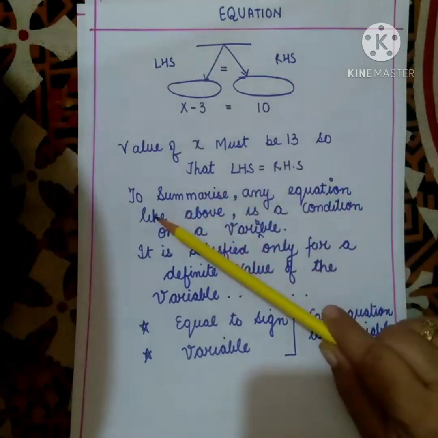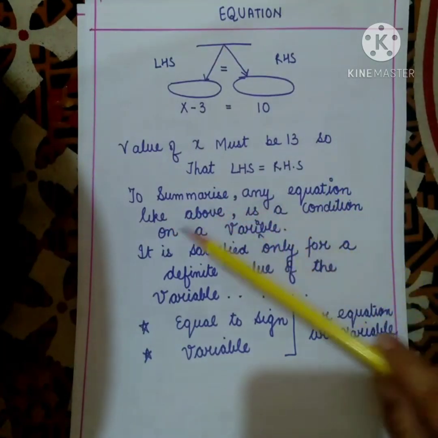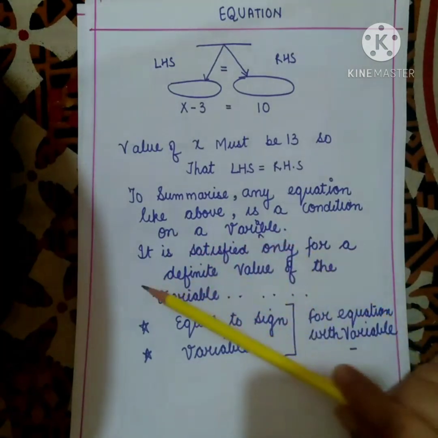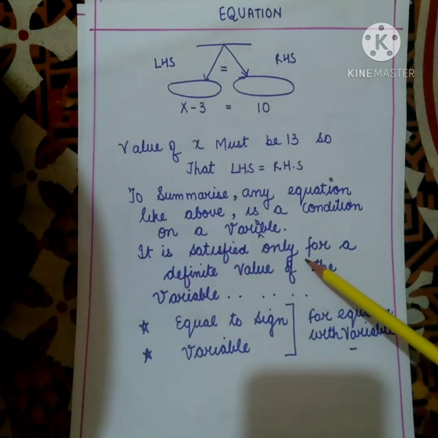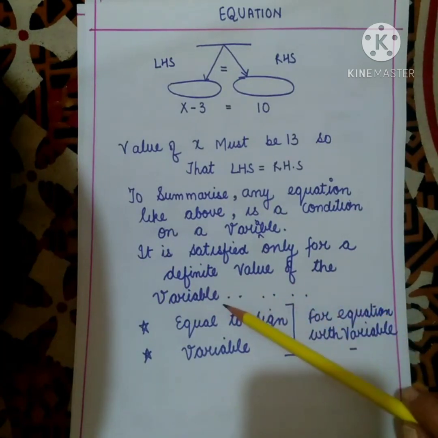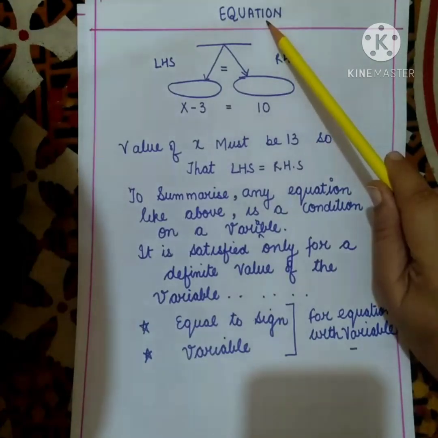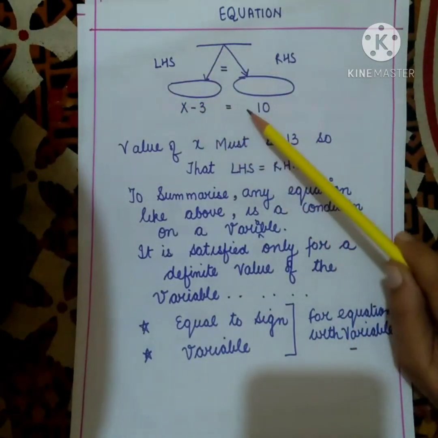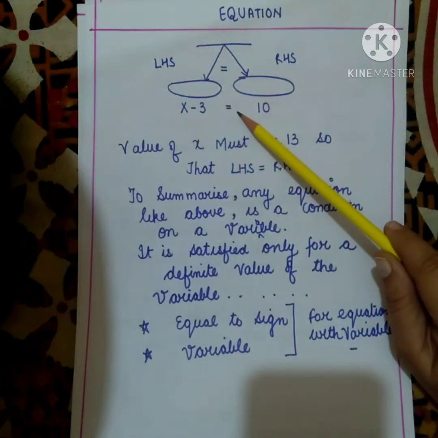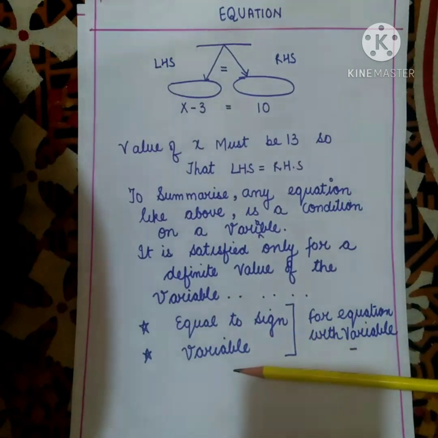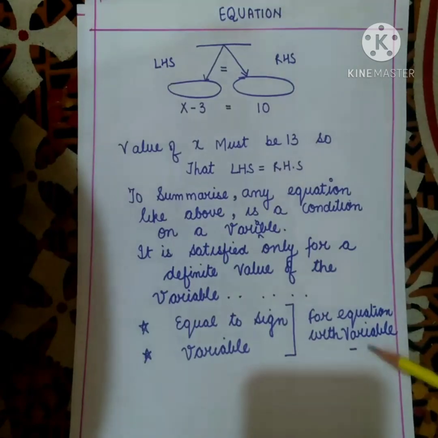To summarize, any equation like the above is a condition on a variable. It is satisfied only for a definite value of the variable. So, for an equation with a variable, there should be a variable and an equal to sign. So there are two conditions: one is an equal to sign in the equation, and the other is a variable.